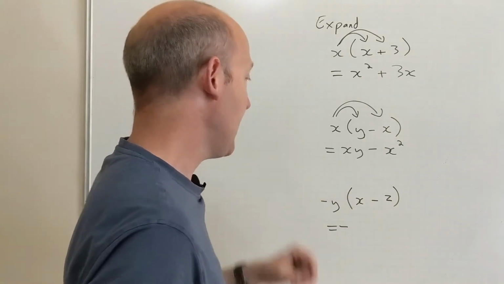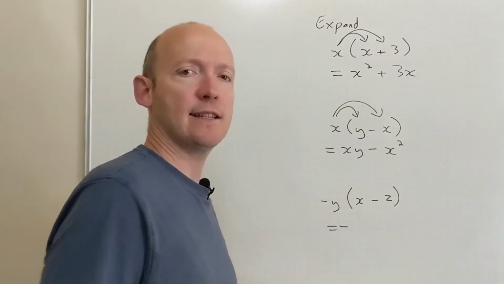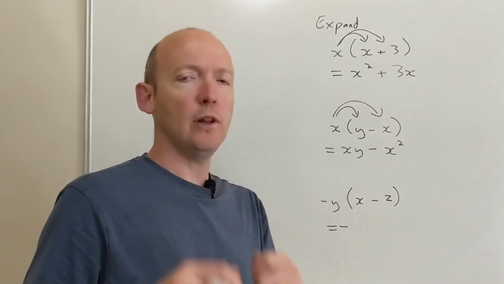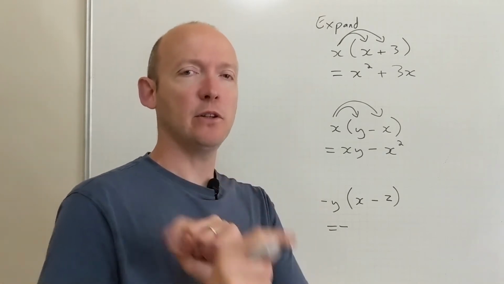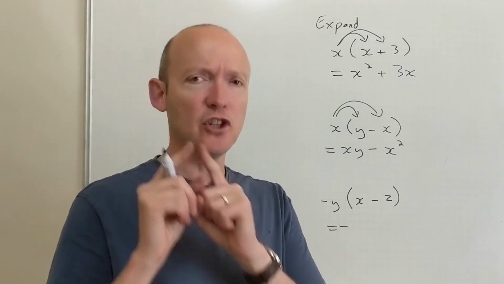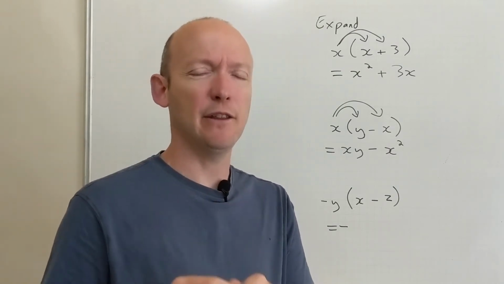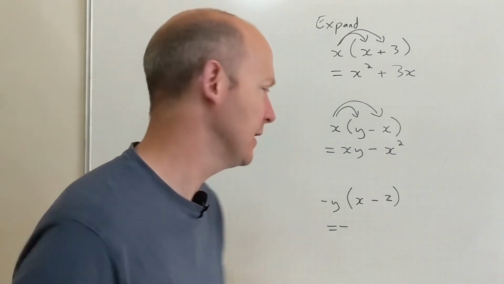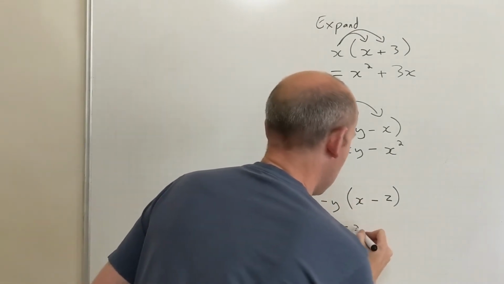Now, y times x, we could write there yx. It's more normal in algebra to see things put in alphabetical order. In an exam, you won't lose marks if you don't, but if you're checking answers in back of textbooks, that kind of thing, you'll normally see they put it in alphabetical order. So rather than yx, I'm going to write that as xy.